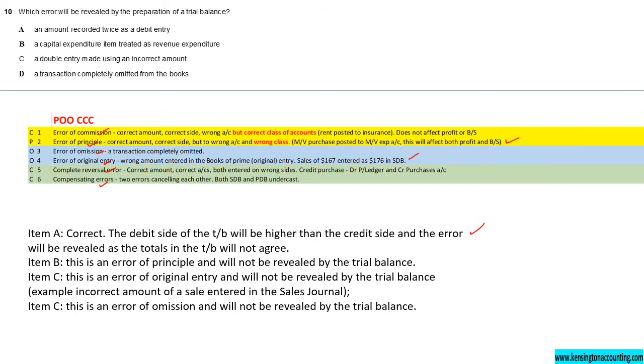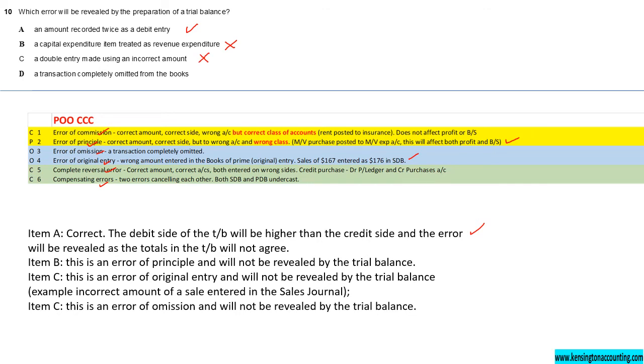B, a capital expenditure item treated as a revenue expenditure, just like a purchase of motor vehicle posted to the motor vehicle expense account. This is an error of principle and it will not be revealed by the trial balance. Therefore, this is incorrect. C, a double entry made using an incorrect amount. So it's a bit like the error of original entry, just like here, sales of 167 entered as 176. So this also will not be revealed by the TB.